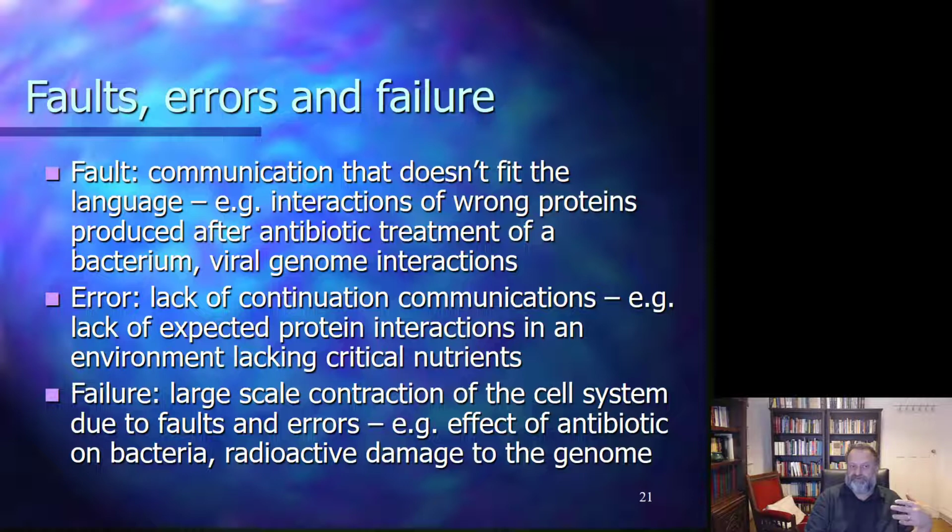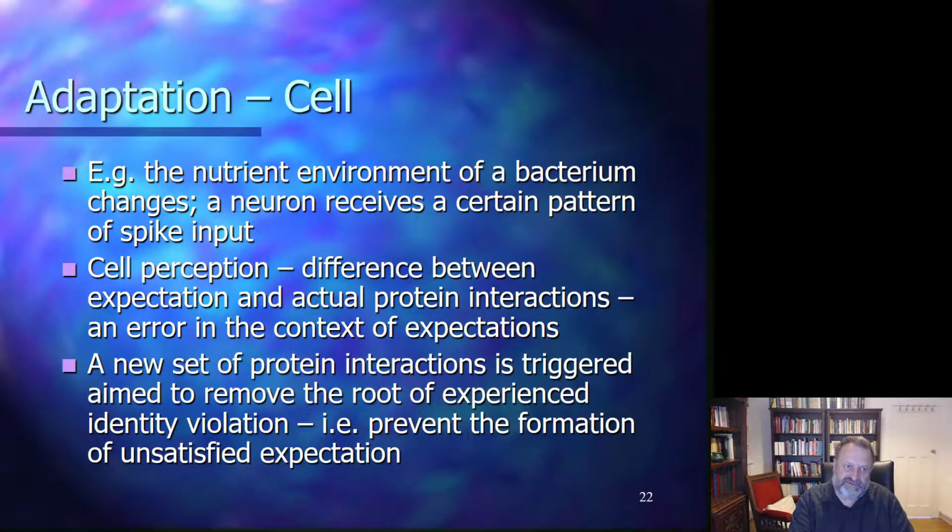And finally, the failure is the case when there are many error situations and many faulty communications within the cell, and that leads to the shrinking of the cell and potentially to the death of the cell. So, for example, antibiotic exposure in the bacterium or radioactive damage to the genome, which causes the production of wrong proteins in the cell, may lead to failures and to death of the cell.